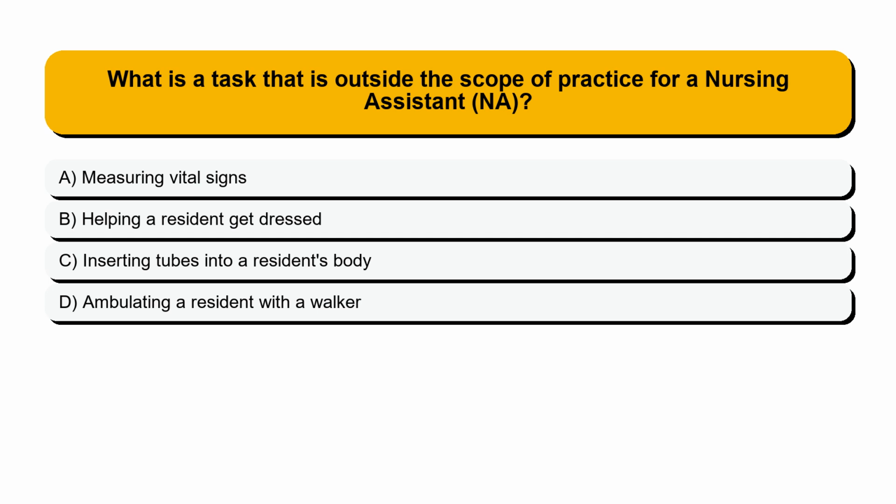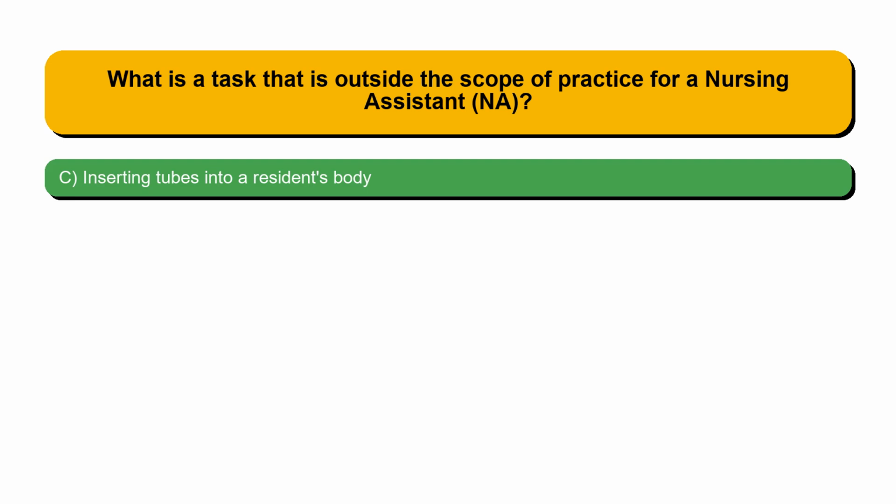Question 39. What is a task that is outside the scope of practice for a nursing assistant, NA? Option A. Measuring vital signs. Option B. Helping a resident get dressed. Option C. Inserting tubes into a resident's body. Option D. Ambulating a resident with a walker. The correct answer is option C.